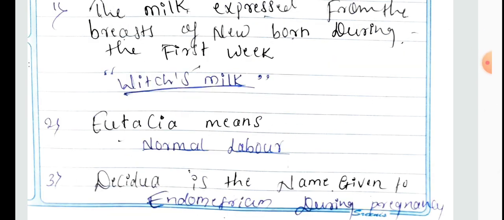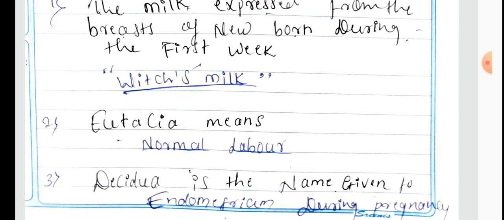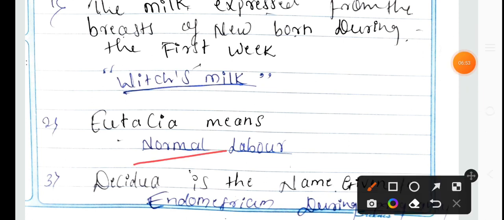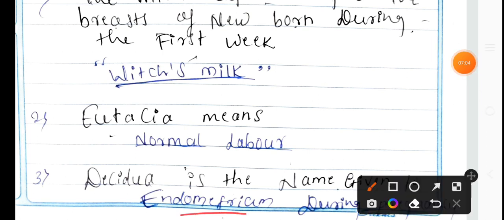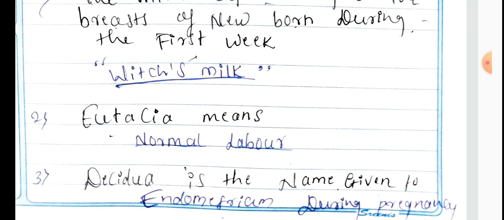Next question is, eutocia means normal labor. If they say dystocia, that is difficult or abnormal labor. Eutocia means normal labor. Next question is, decidua is the name given to endometrium during the pregnancy. In the first question only, they asked about decidua. Decidua is nothing but the endometrium lining during the pregnancy.